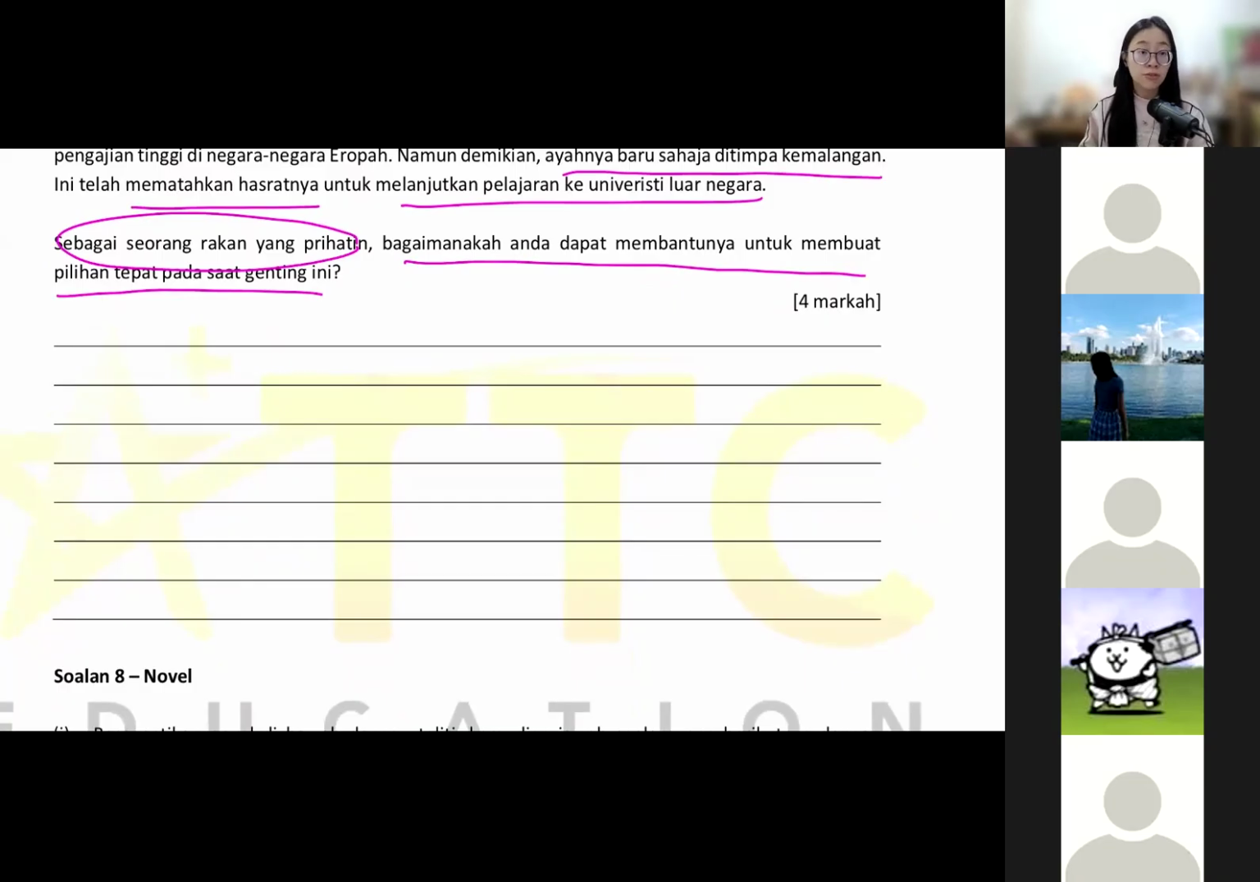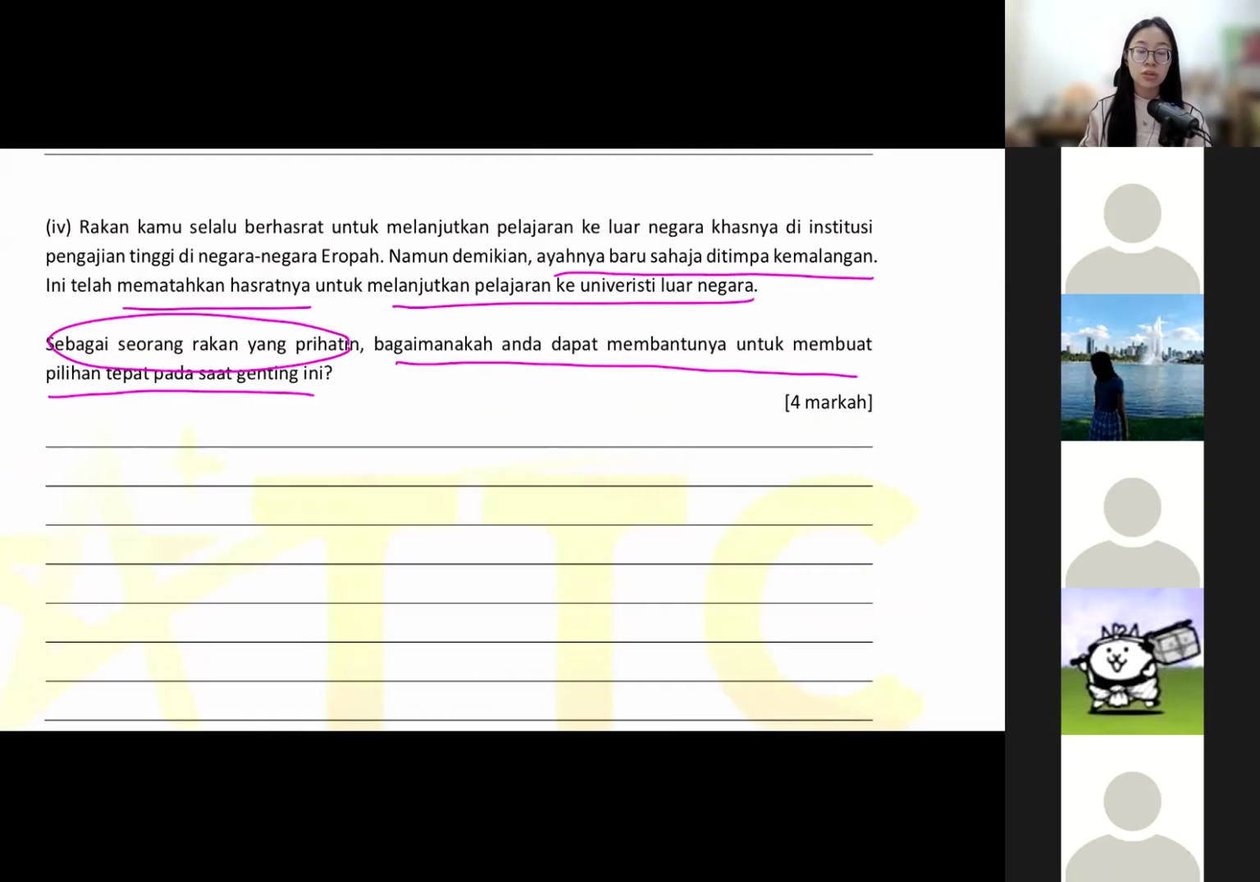Guys, as a friend, now your friend is facing some issue. He wants to go further study overseas, but now his dad got into an accident. So what would you suggest? Menasihati dia untuk melanjutkan pelajaran di negara supaya dapat menjaga adik. Okay, remember, in a scenario case, if you are a friend, what will you do? Your answer should be saya.